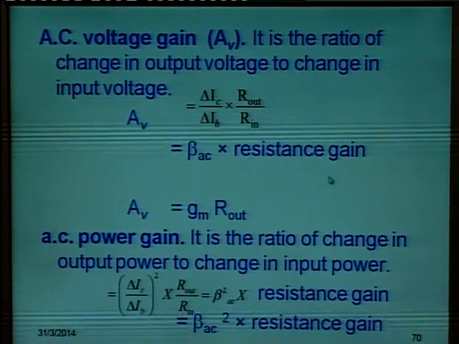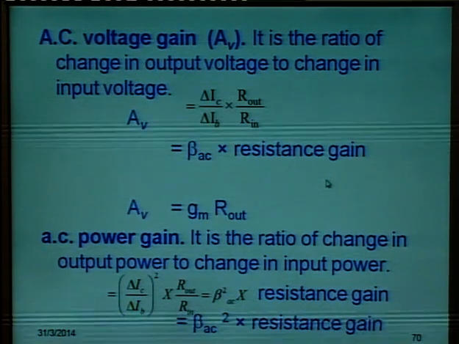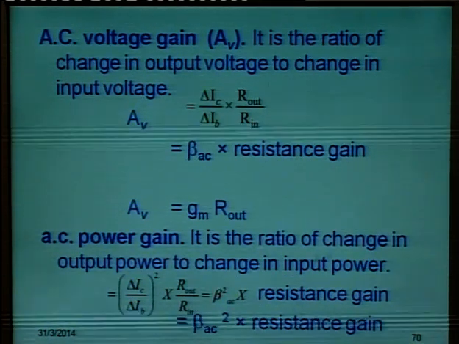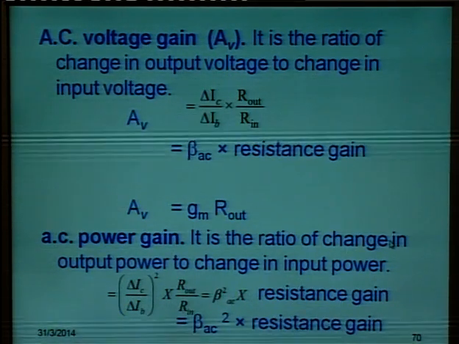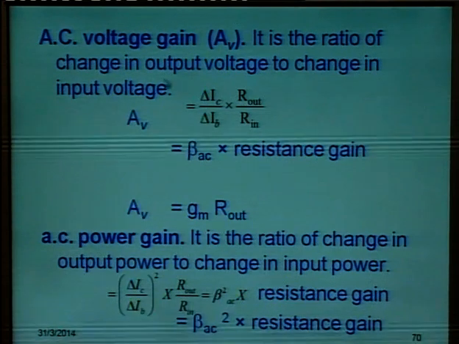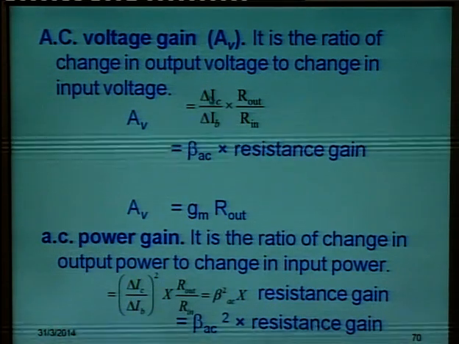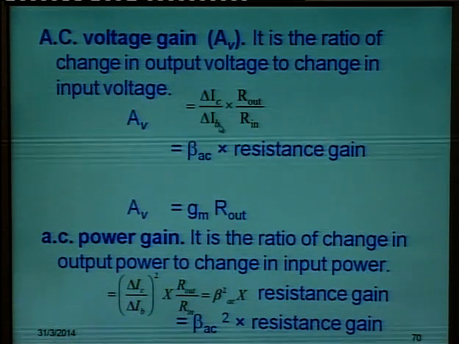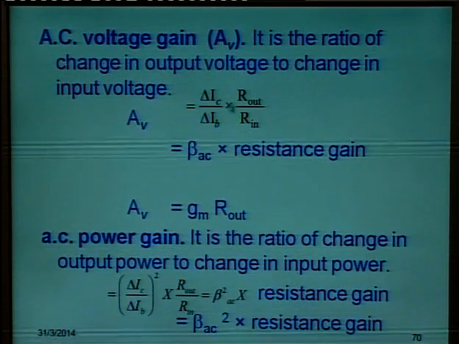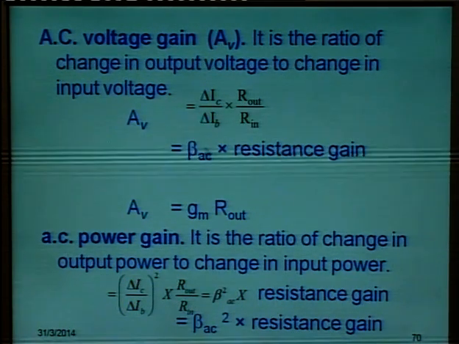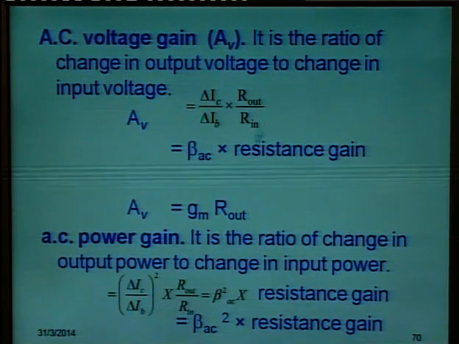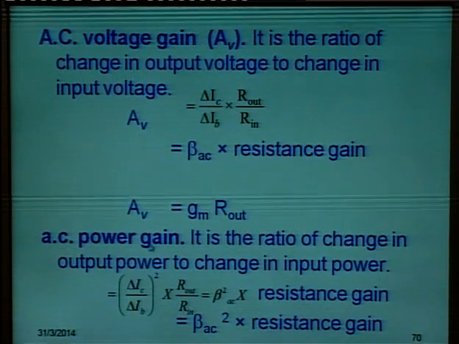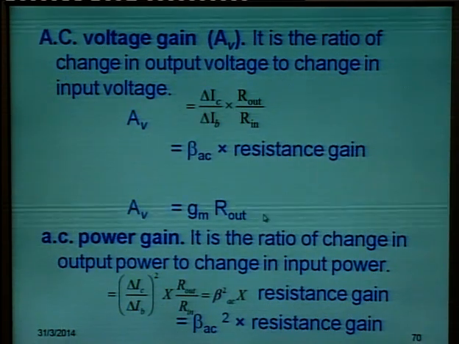AC voltage gain, ratio of change in output voltage to change in input voltage. AC power gain, ratio of change in output power to change in input power. So, voltage gain means output voltage, so it is output current into output resistance. Input voltage means input current into input resistance. Delta IC over delta IB we have referred as AC current gain, beta AC, multiplied by resistance gain. You can also show AV as equal to GM into R output.